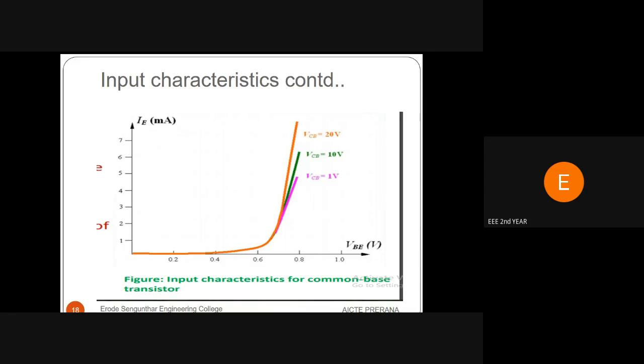The figure shows the input characteristics graph. The graph is drawn between input voltage on the x-axis and input current on the y-axis for various values of output voltage. Here input current is IE, input voltage is VBE, output voltage is VCB. For a small variation in output voltage, a large value of emitter current is varied.